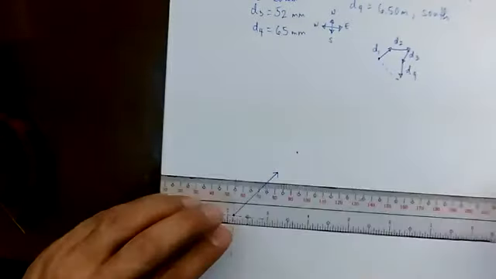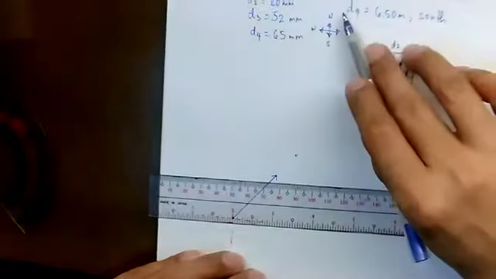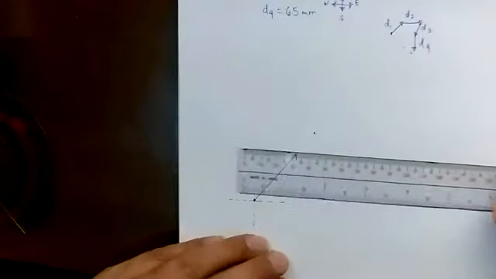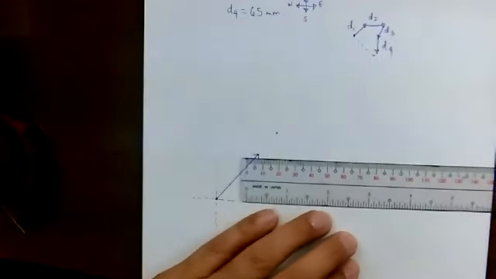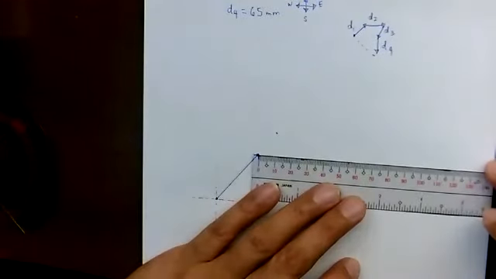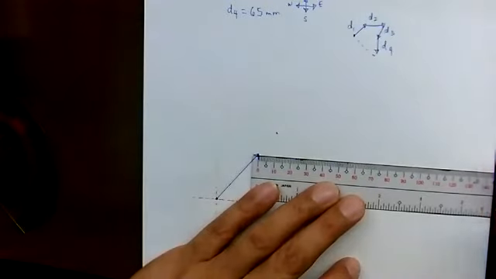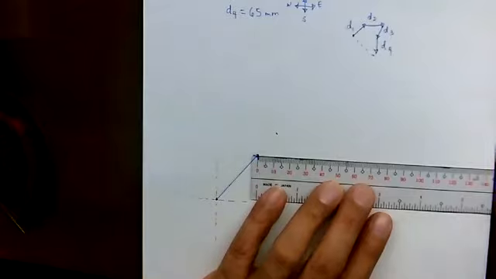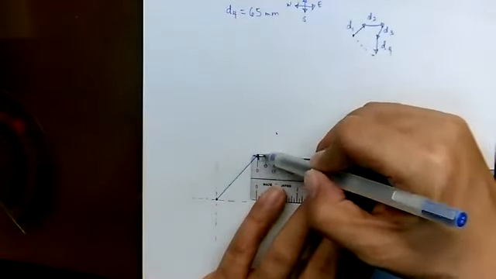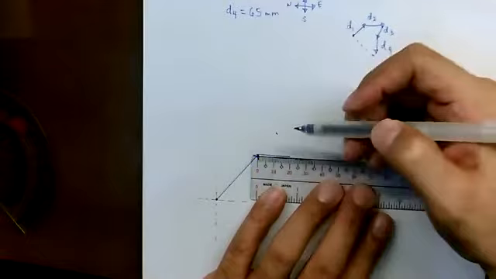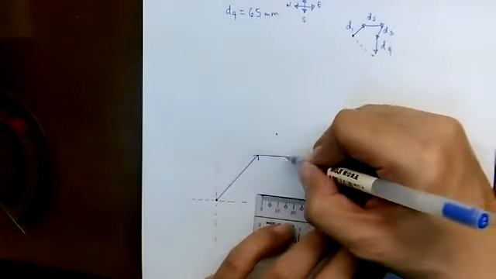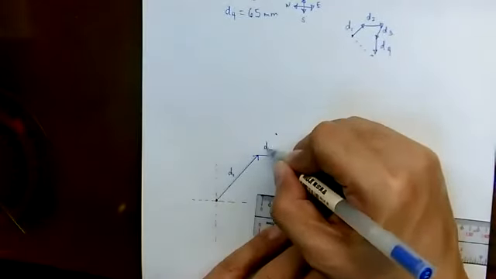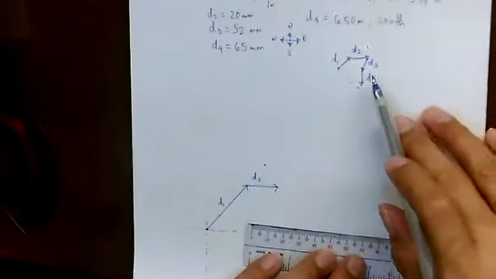And then 2 meters, 20 millimeters east, we draw the figure to the right. Heading to the right, we don't have to draw an imaginary Cartesian plane because this one lies on the x-axis. So this is 20 millimeters. Let's name this D1. This is D2.